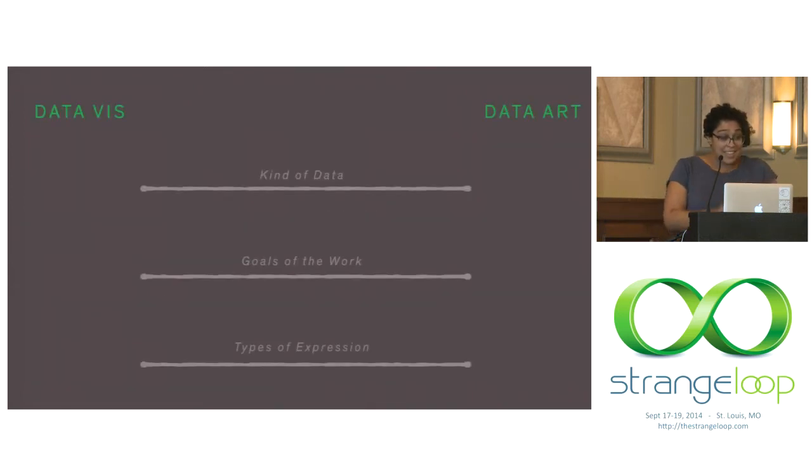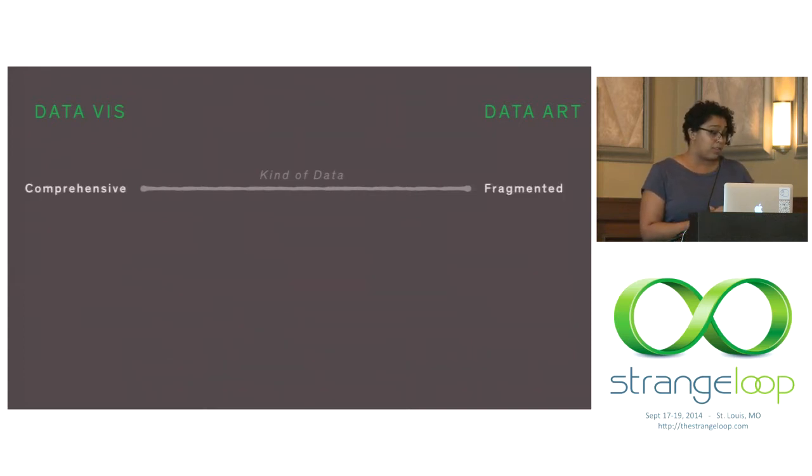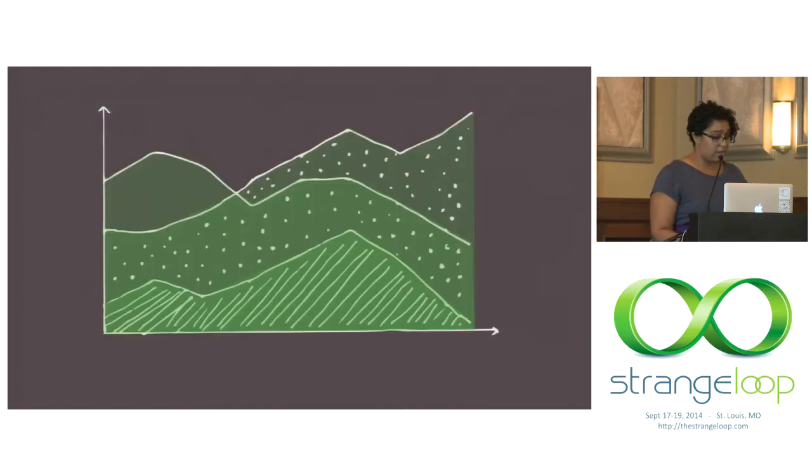So if that's how they're the same, let's talk about how they're different. There are three basic methods along which we can distinguish them: the types of data each works with, their goals, and then therefore the types of expression used to achieve those goals. The first one, the kind of data, goes on a spectrum from comprehensive on the one hand to fragmented on the other.